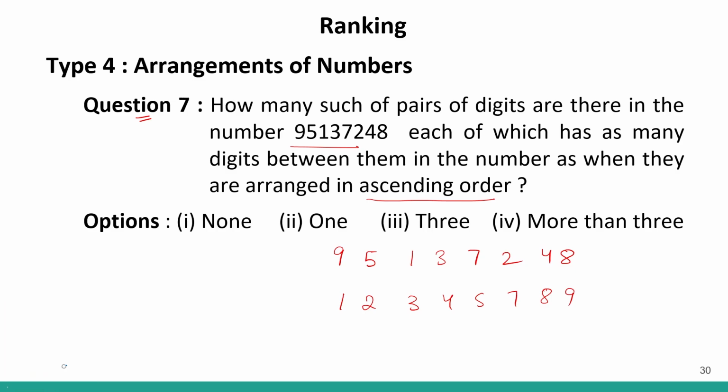Now I have to see how many of them have the same number of digits between them. So basically I will start from 1. 1 and 2 has no digit between them. This was the original arrangement, correct? And this is after rearrangement.